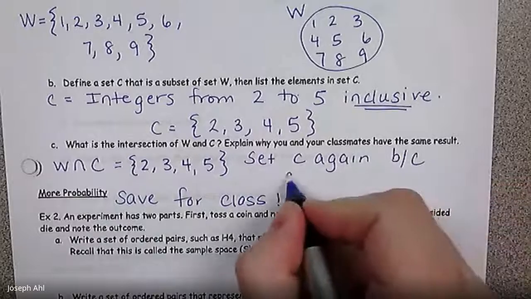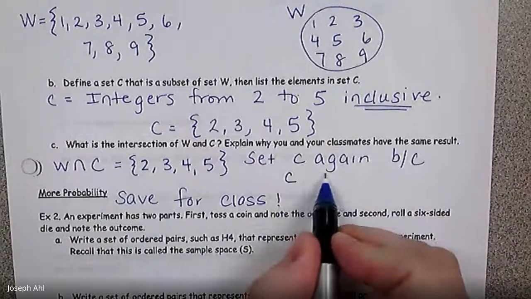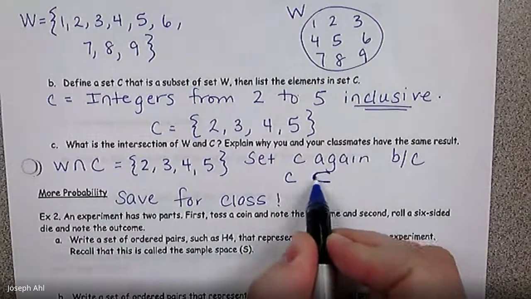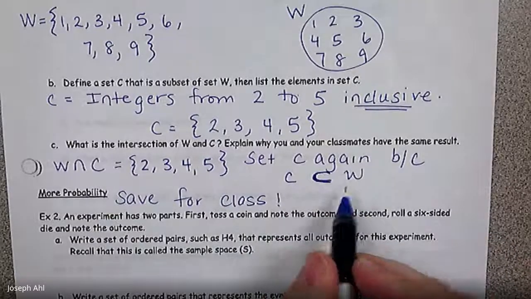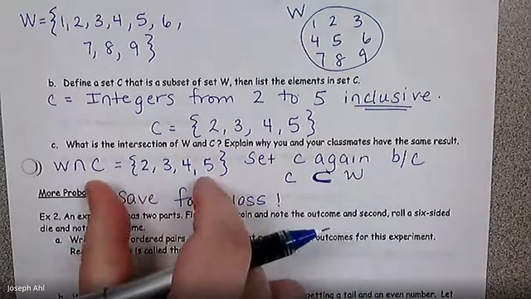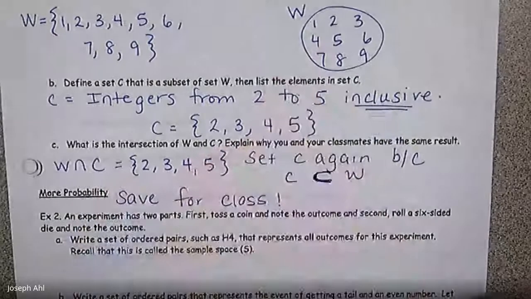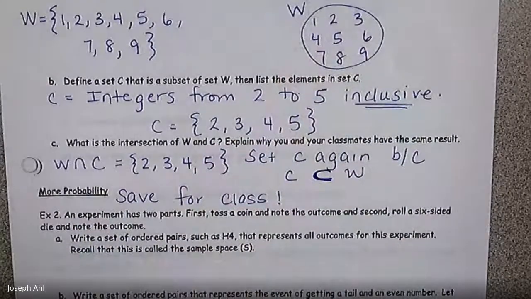We know that C, and I know it's a little bit tough because the subset symbol looks like an elongated C, but I'll try and make it really pronounced there, C is a subset of W. So it makes sense that when I find the intersection of set C and set W, it's just going to be essentially what set C looks like.